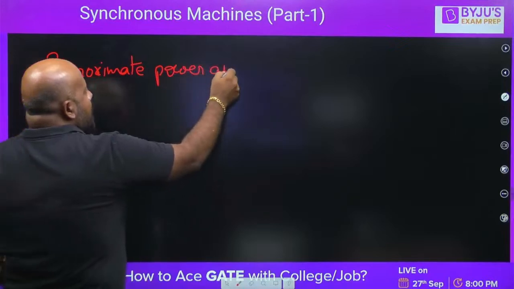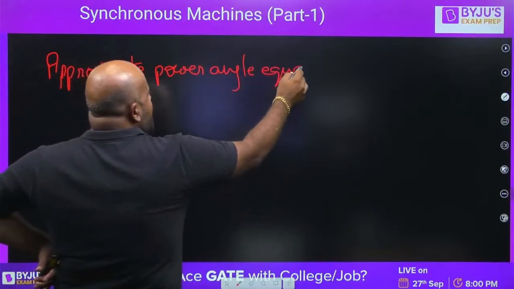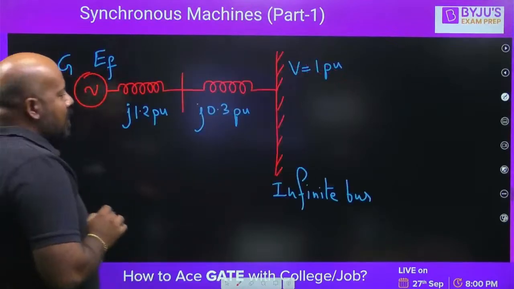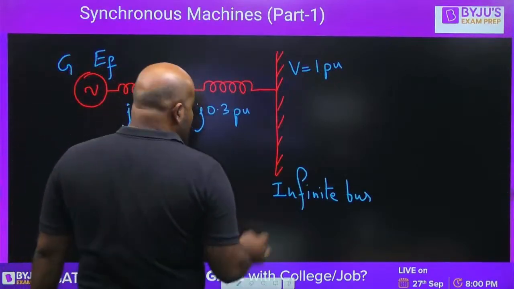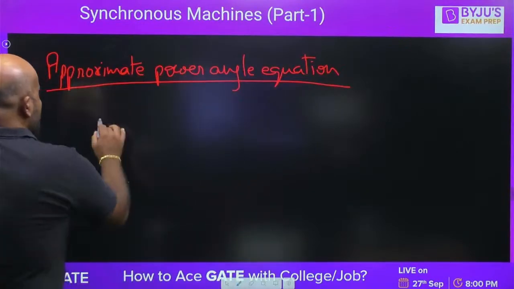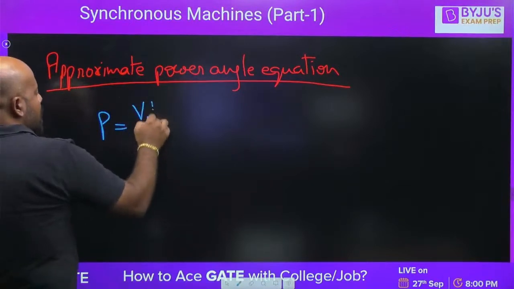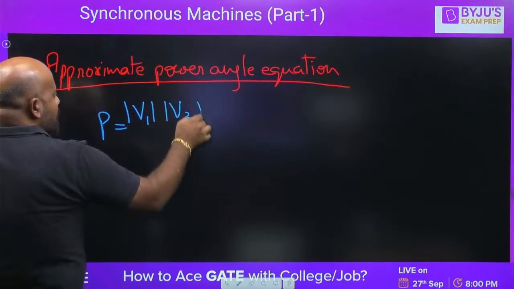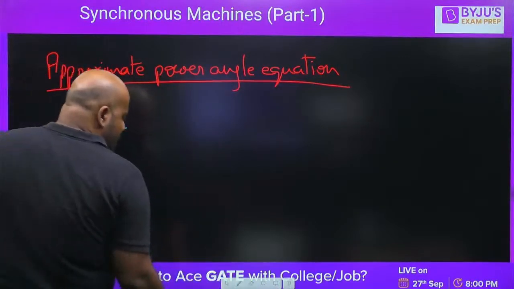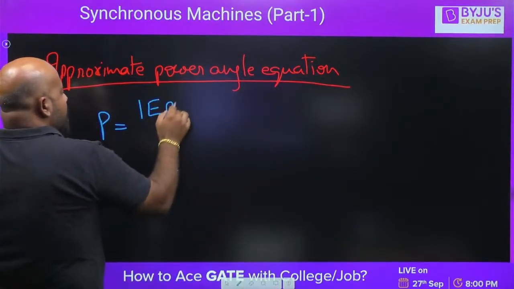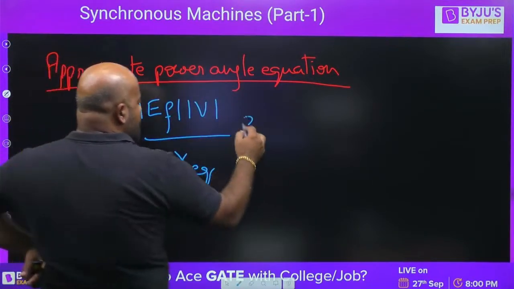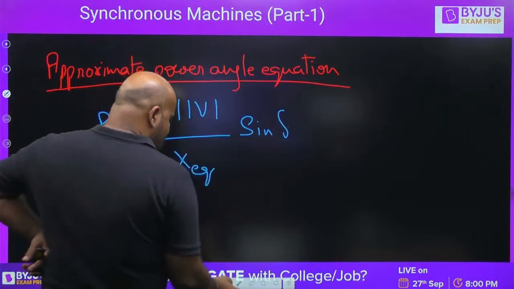Approximate power angle equation, and we can write the real power delivered by this generator. The real power delivered by this generator will be given as mod V1 mod V2, or you can write in terms of excitation EMF also, mod EF mod V upon X equivalent, and this is sine del.